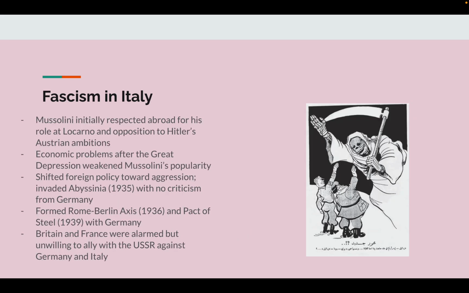Fascism in Italy. Mussolini was initially respected abroad for his role at Locarno and in opposition to Hitler's Austrian ambitions. Economic problems after the Great Depression weakened Mussolini's popularity. He shifted foreign policy toward aggression, invaded Abyssinia in 1935 with no criticism from Germany. Formed the Rome-Berlin Axis in 1936 and the Pact of Steel in 1939 with Germany. Britain and France were alarmed but unwilling to ally with the USSR against Germany and Italy.